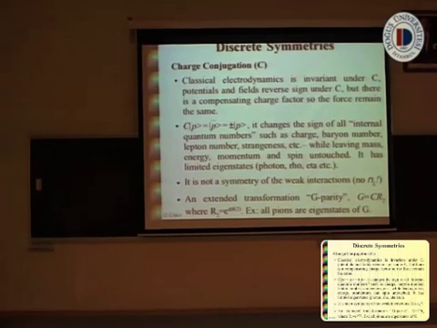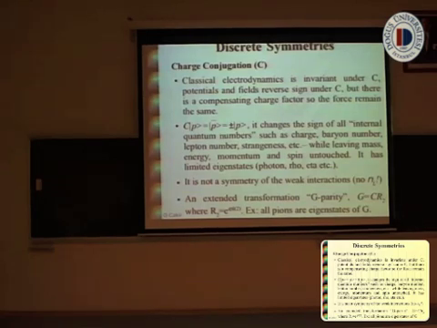Let me mention first the charge conjugation. Classical electrodynamics is invariant under C conjugation, because even though the fields reverse the sign, there is an extra charge factor. Therefore, the force remains the same. You can remember the Lorentz force, for example. Charge conjugation on the p state gives you an anti-p state. It has the plus minus eigenvalues.